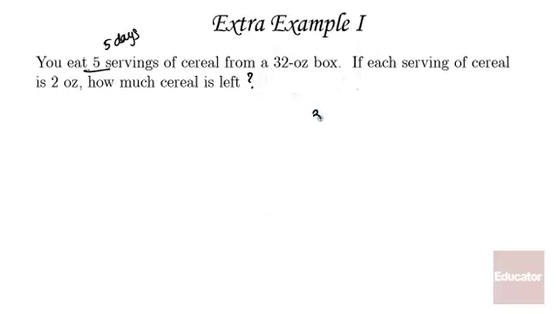So if each serving of cereal is 2 ounces, how much cereal is left? So we're starting off with 32, and we're going to be subtracting 2 times the day. 2 ounces per day. That's what this portion represents, and this is the total. And then what you would have here is left over. So I'll call it L. Leftover equals the total amount that we started with, 32 ounces, subtracting 2 ounces per day as the day changes.